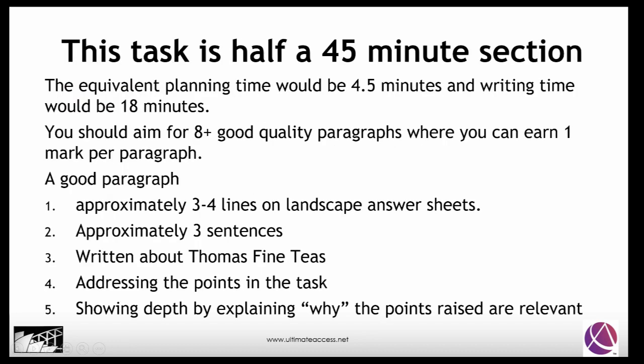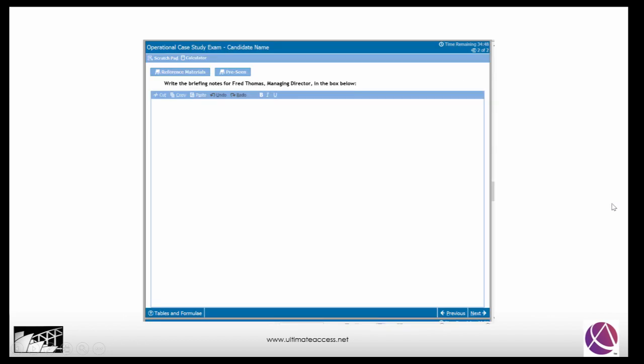So, 45 minutes per section. This would typically be half a section. Half a section means that we would get about 12 or 13 marks for this. We need to have about 8 or more good quality paragraphs where we can apply our knowledge. So we're looking for each paragraph to have 3 or 4 lines on those landscape answer sheets that you're going to be given in the exam. That's approximately 3 sentences written about Thomas Fine Teas, addressing the points and then showing depth by explaining why those points that you've made are relevant.